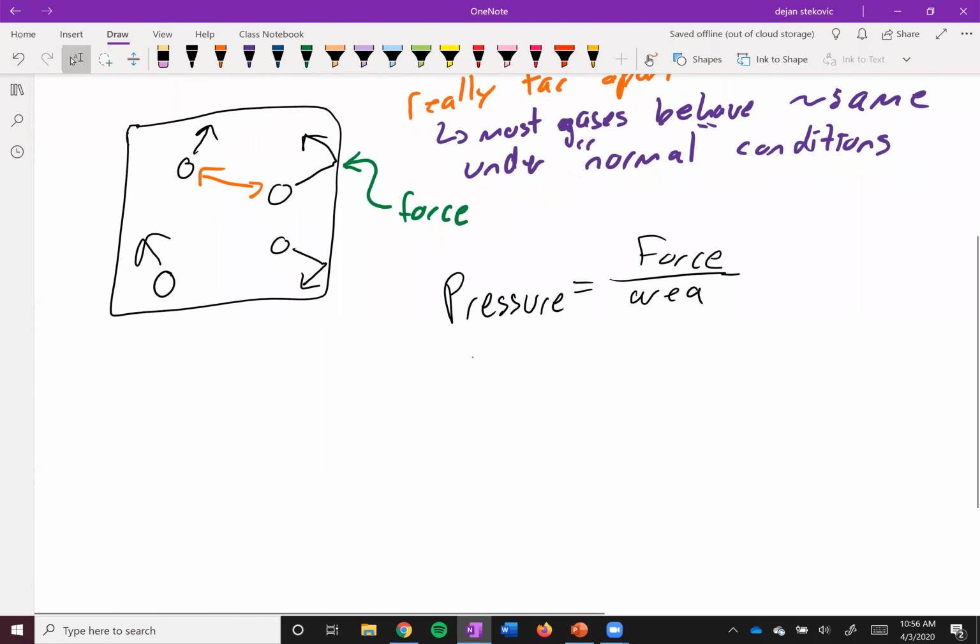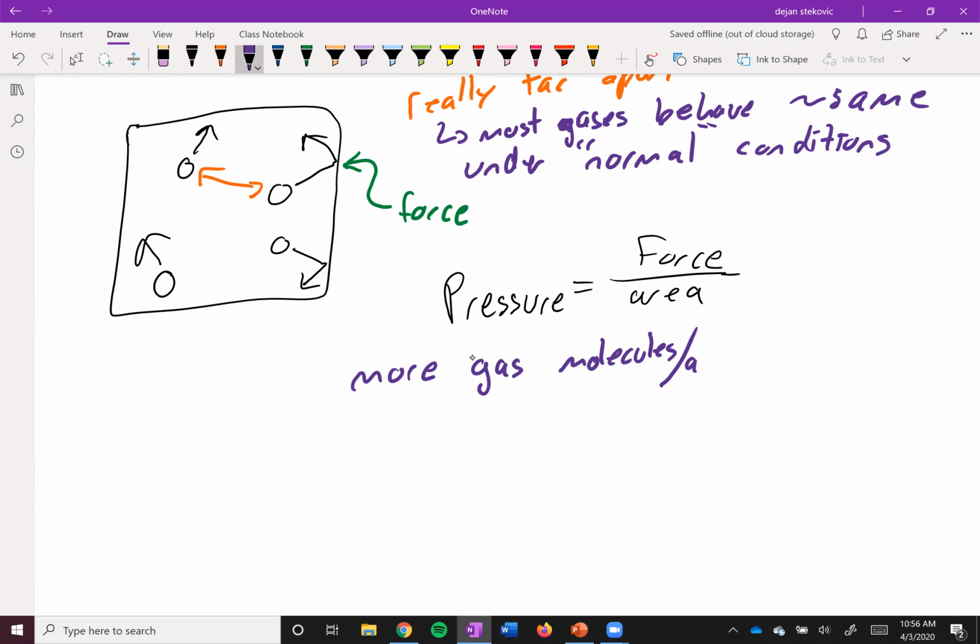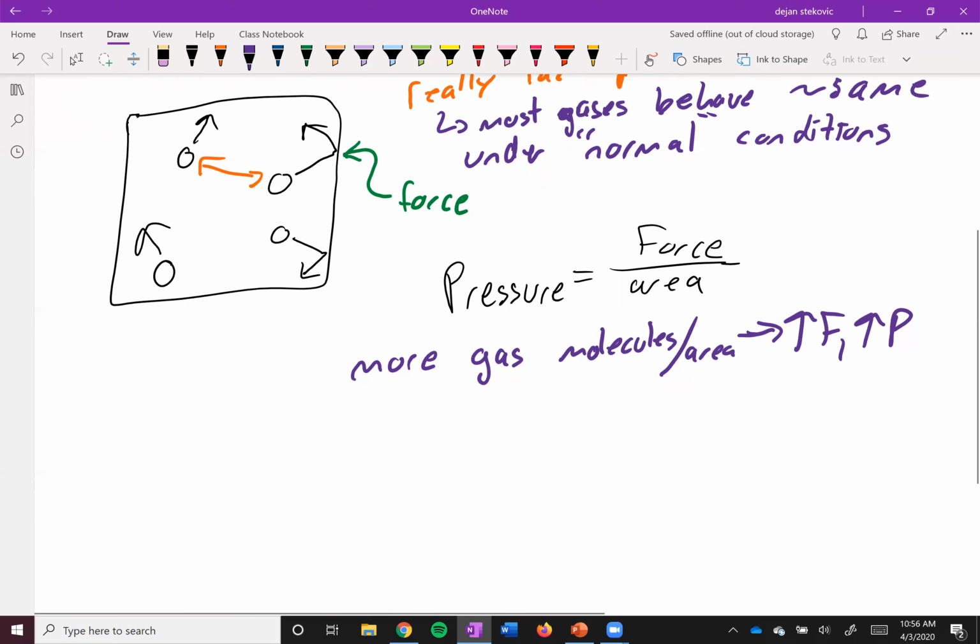So there are multiple ways to increase the pressure of a gas. The most common way is to add more gas, so there are more gas molecules per area. If you do that, you increase the amount of force and you increase the pressure. If you blow more air into a balloon, it expands because the pressure of the gas is increasing, pushing the balloon out further and further until eventually it pops. So that's one way to have more pressure: more force per area.